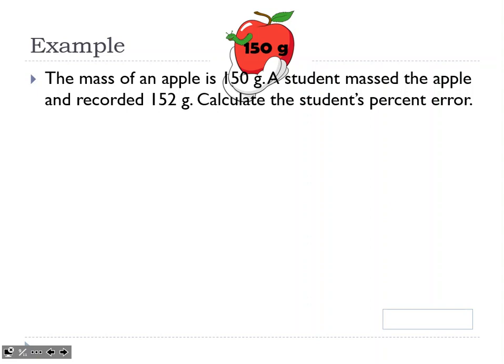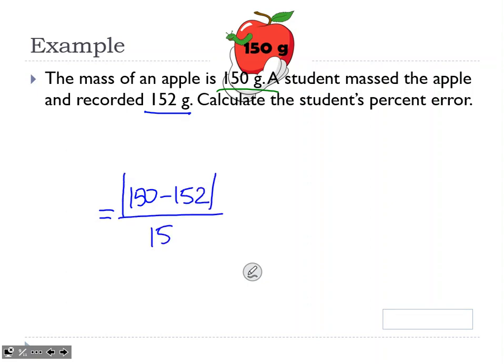So the 150, which one is that one? Theoretical. That is your theoretical, good. And the 152 is the experimental that the student measured in the lab. So all you have to do is set it up, show your work. So 150 minus 152, absolute value, over 150 times 100.